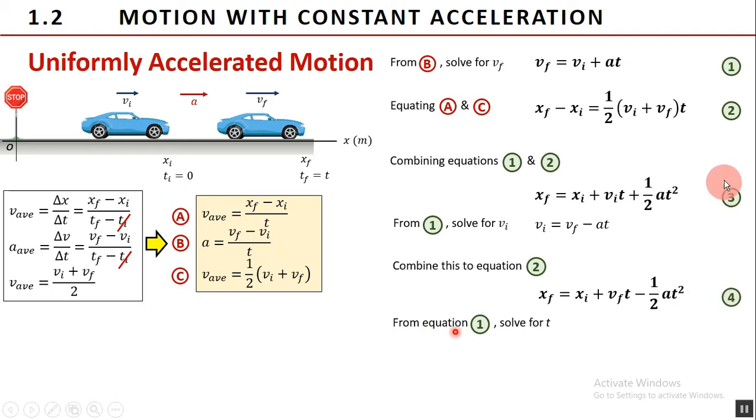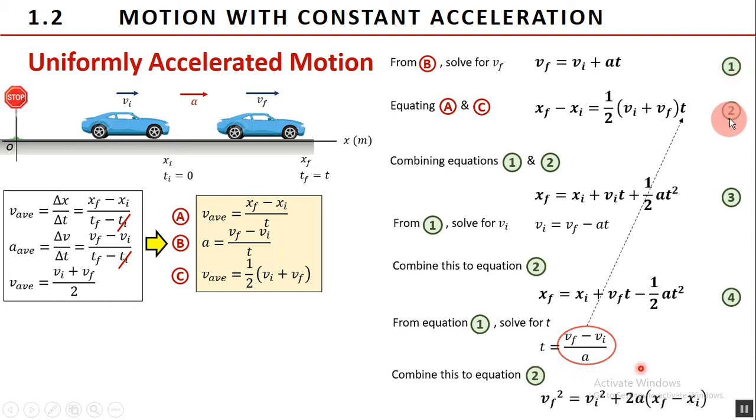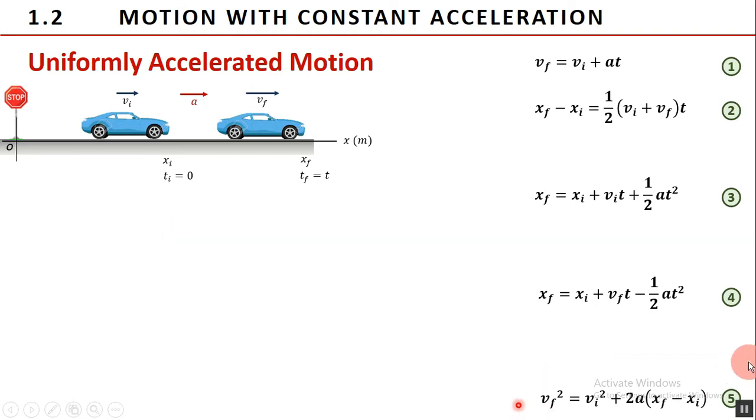Lastly, for the fifth equation, if we solve for time t from equation 1 and substituting to equation 2, we can have derived the expression v sub f squared equals v sub i squared plus 2a multiplied by x sub f minus x sub i. This equation is useful especially when dealing with problems wherein time t is not given. So remember these 5 equations. We will use these equations frequently, so as much as possible memorize them.